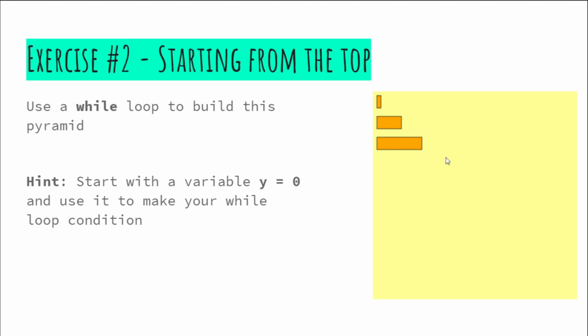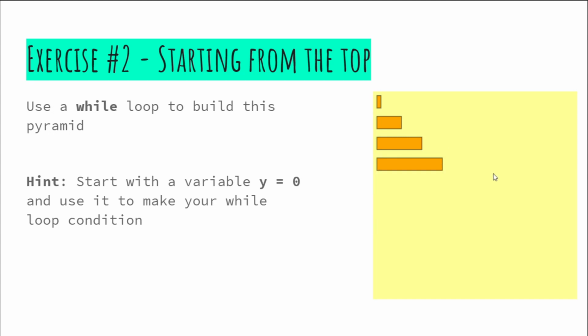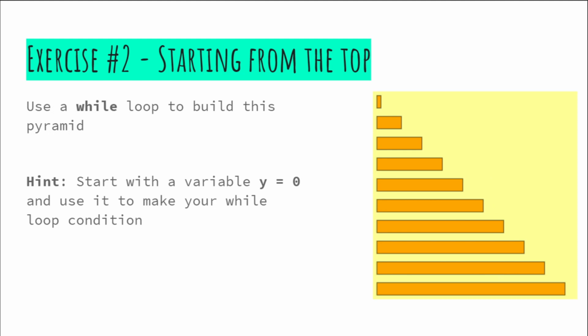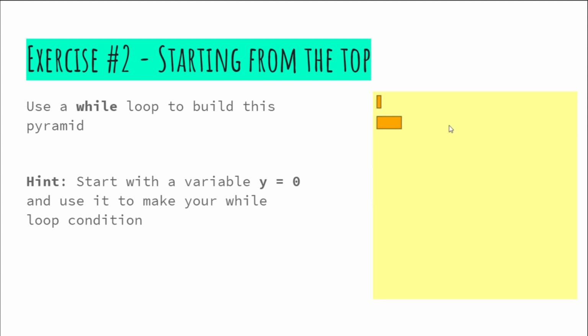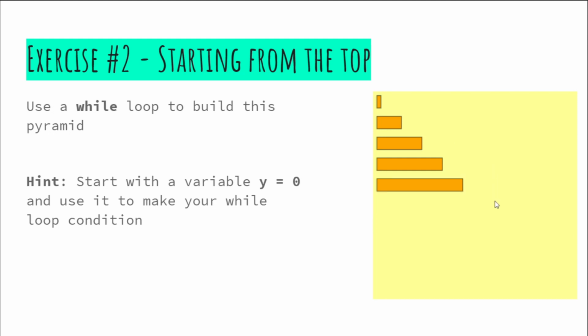Which actually takes us to exercise number 2. So here we're going to want you guys to use a while loop to build this sort of pyramid structure that we have. And so in a similar fashion to how we were just drawing the dots, you want to start with a variable y equals 0 and use it to make your while loop condition. And so once again, we will go to our breakout rooms so that you guys can work on this.